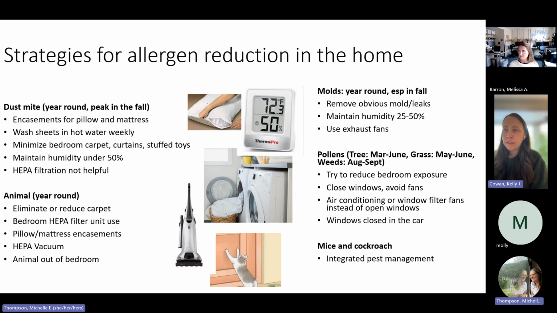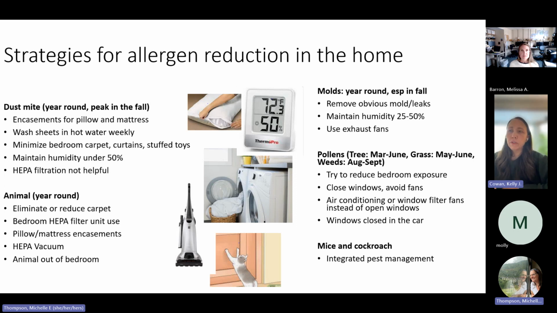Then we get to molds. That's year round, especially in the fall. Removing obvious mold and leaks is helpful. Mold also likes humidity, so maintain humidity in that 25 to 50% range. The reason we don't really go lower is the airway is fairly unhappy at lower humidity, but we also don't want to go over that 50% where mold and dust mites like to thrive. Also for molds, if there are exhaust fans in the house, it's really important to use those. If you're getting windows steamed up with bathroom humidity or humidifiers, I think that's too much, and using the exhaust fan can reduce that somewhat.